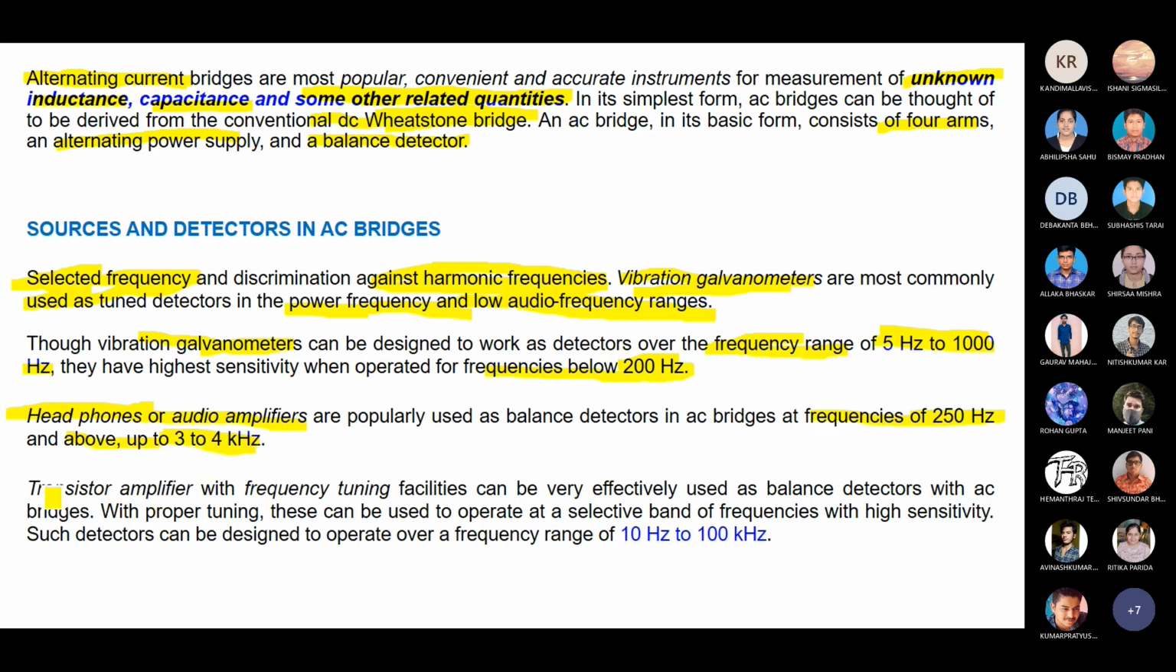Another one is the transistor amplifier with frequency tuning facilities. It can be very effectively used as the balance detector with AC bridges. With proper tuning, it can operate on a selective band of frequencies with high sensitivity, and such a detector can be designed to operate in the range of 10 Hz to 100 kilohertz. So based on your applications and the frequency of the sources, you can select the detectors. It is just for your information.